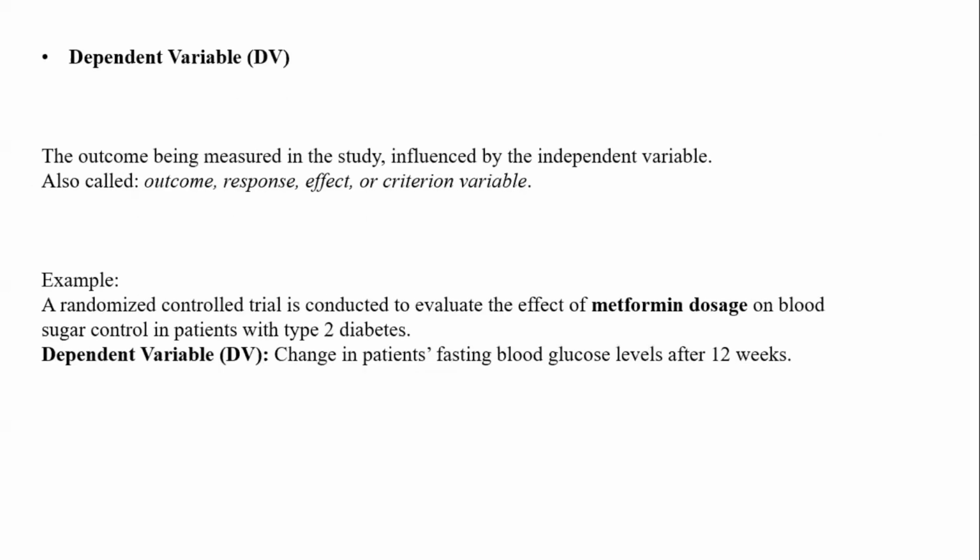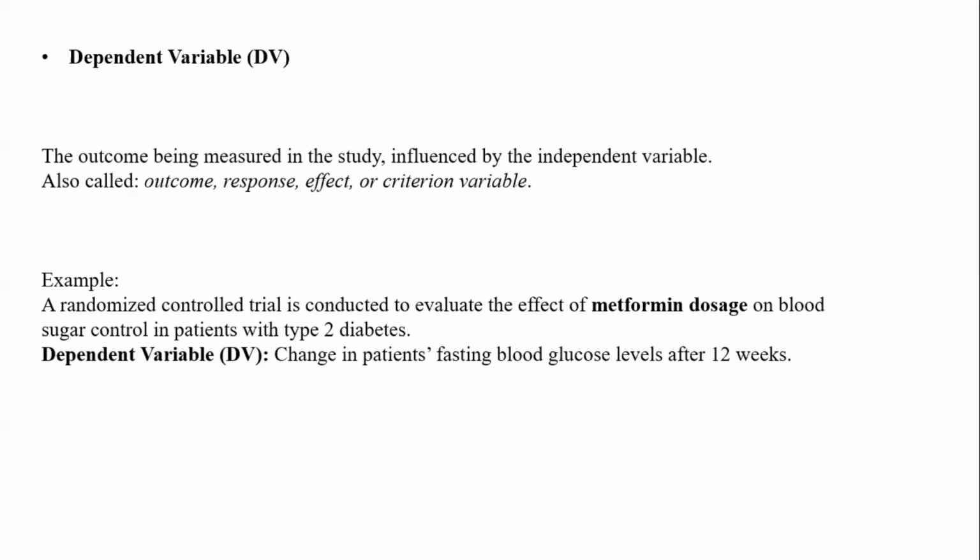Secondly, we have the dependent variables. These are the outcomes being measured in the study that are influenced by the independent variable. They are also called outcome, response, effect, or criterion variables.